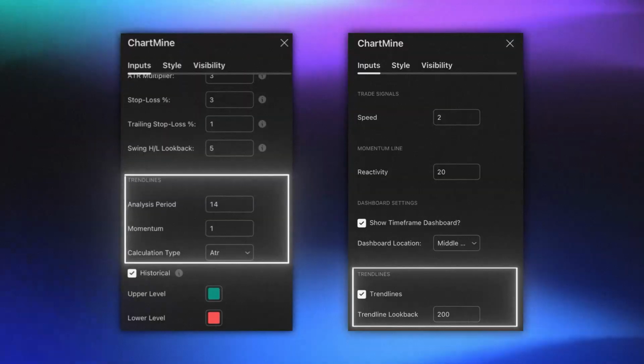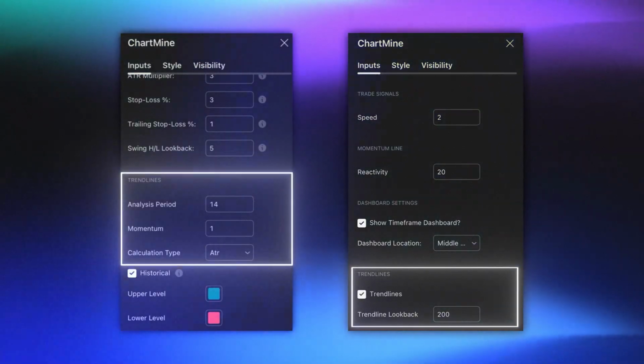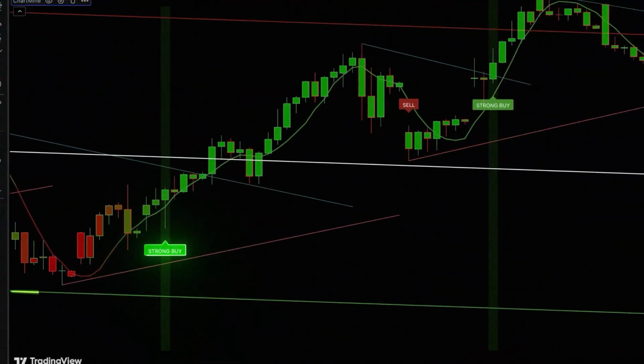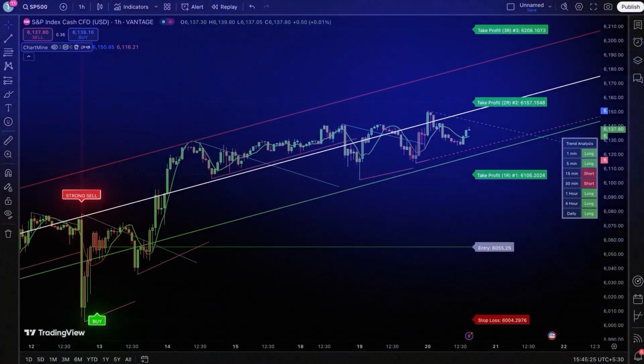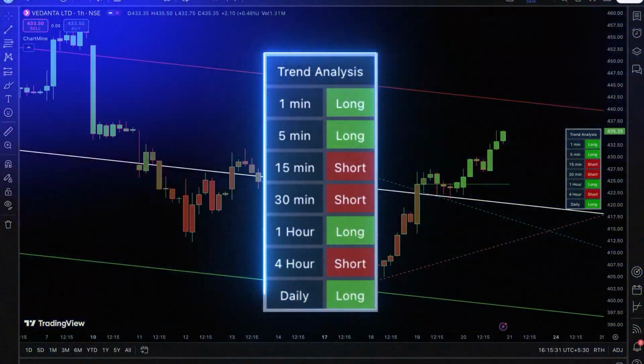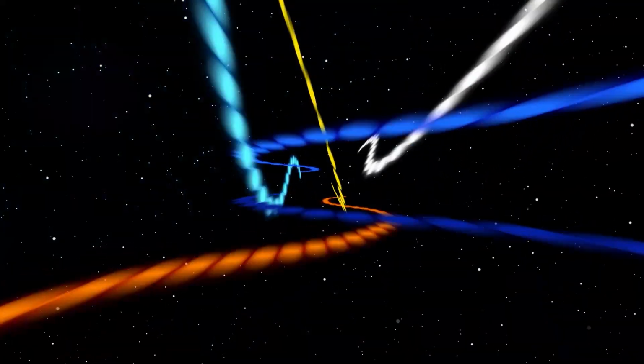Mastering trend lines can transform your trading strategy, and ChartMine's Auto Trendlines feature makes it effortless. With real-time signals, multi-time frame analysis, and breakout detection, you'll always stay ahead of the market.